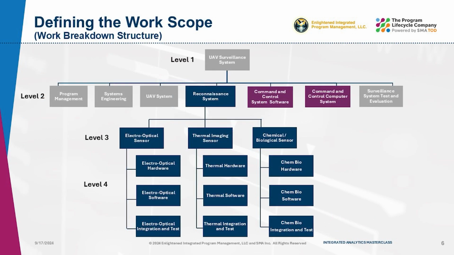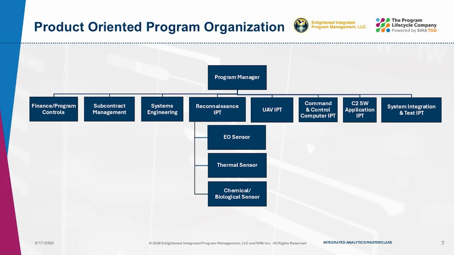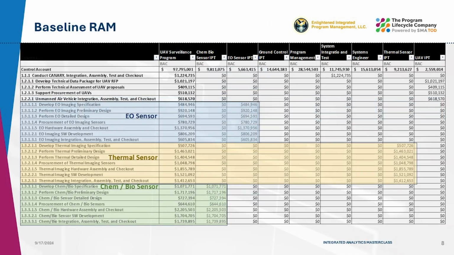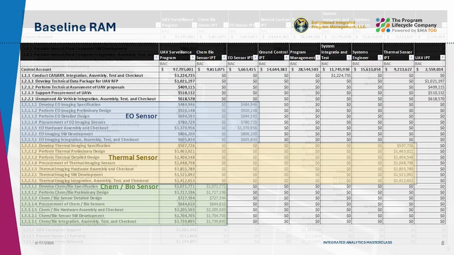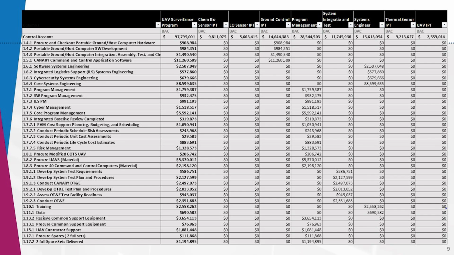Here is the WBS we decided on last time. The 3 reconnaissance sensors are separate WBS elements since different subcontractors will provide them. The computer will be procured from the GSA catalog, and the application software will be developed separately. The program organization is structured as product IPTs, thus models the WBS. The following 2 slides show the resulting baseline responsibility and accountability matrix with each IPT's control account budgets.